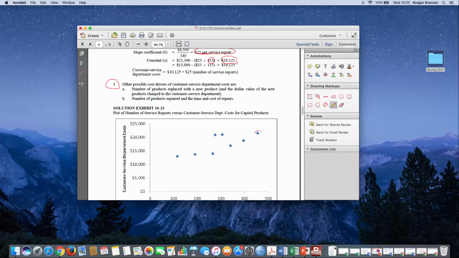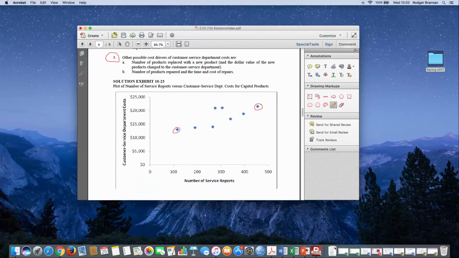And again, from a visual point of view, what I'm doing is, see if I can do this nicely, okay? I'm picking the high activity and the low activity, and basically drawing a line. See if I can do this here. No, it's not going to let me do that. So I would draw a line between these 2 points here, and it would intersect right about there, which would be approximately the 10,125. The slope would be a little bit harder to do.